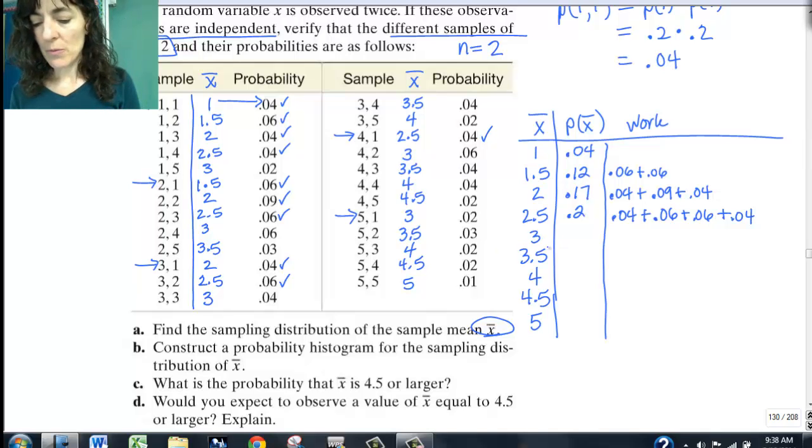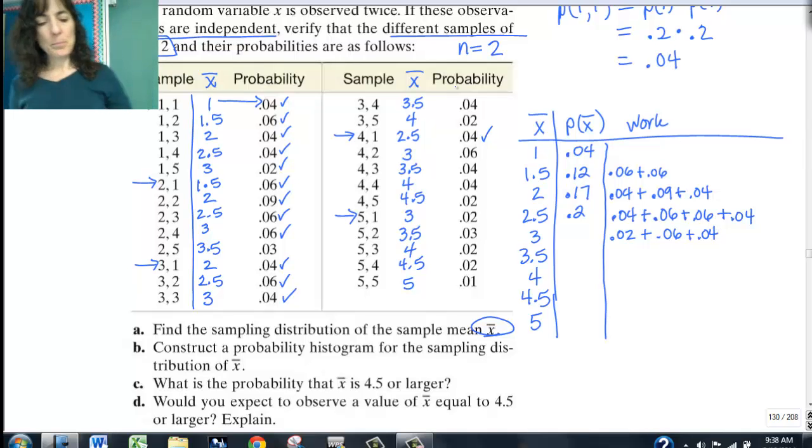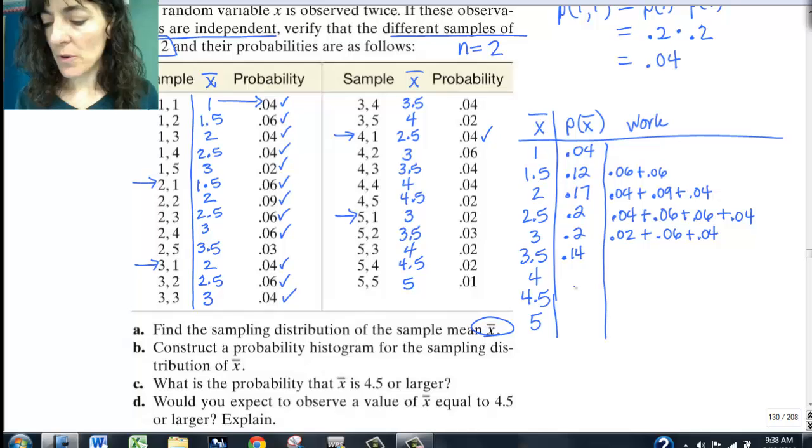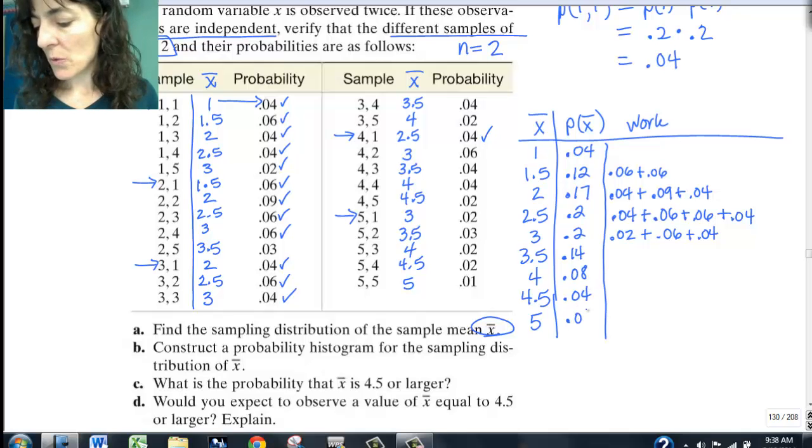And then for the 3, there's a 3, 0.02. And we can continue on this way. Okay. I'm just going to fill in the rest. You can verify that I got them correct. So 0.2 for there, 0.14 for the 3.5, 0.08, 0.04, and 0.01.